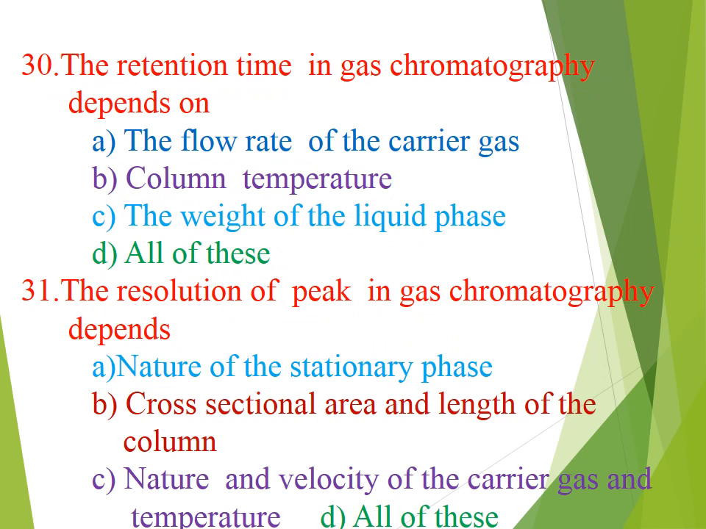30. The retention time in gas chromatography depends upon: A. the flow rate of the carrier gas, B. the column temperature, C. the weight of the liquid phase, D. all of this. The correct option is all of this, D. 31. The resolution peak in gas chromatography depends upon: A. the nature of the stationary phase, B. the cross-sectional area and length of the column, C. the nature and the velocity of the carrier gas and temperature, D. all of this. The correct option is all of this.